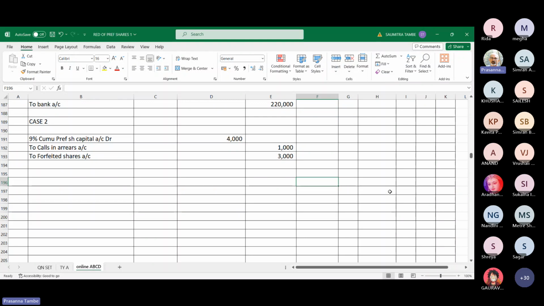Now this forfeited shares account here 3,000 is actually a capital profit. So that should go to capital reserve account. So we'll pass one more entry, and that will be forfeited shares account debit to capital reserve account. This profit of 3,000 will be transferred to capital reserve account. So we have taken care of forfeiture.